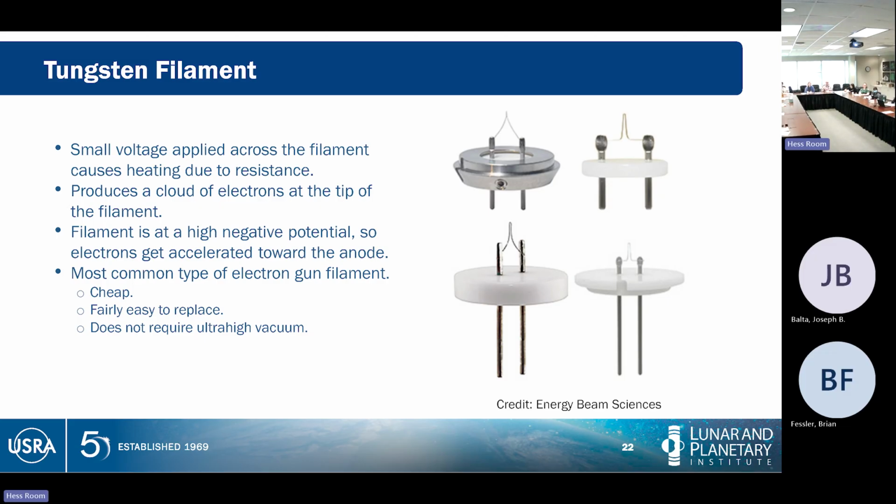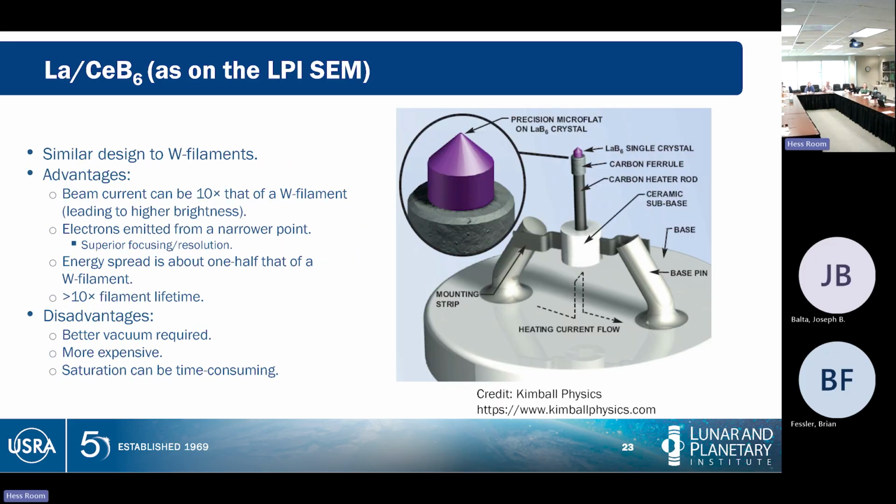The type you will be using for the next 3 days is a lanthanum or cerium boron crystal. The LPI-SEM is one of these. Cerium, right? Okay. These are, in general, similar in operation to a tungsten filament, meaning that you run a current across it and it generates heating that generates an electron cloud. In this case, this type of filament can be up to 10 times the current or 10 times brighter than a standard tungsten filament. The electrons are also emitted from a narrower point.